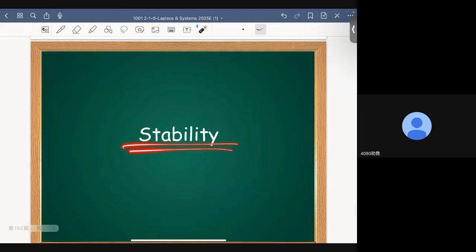So now we finally come to the definition of stability. Now the first thing you do. No, I'm sorry. One of the first. This is embarrassing.